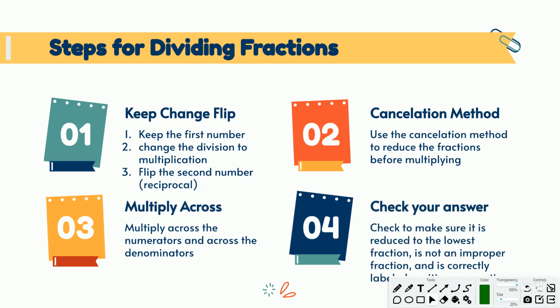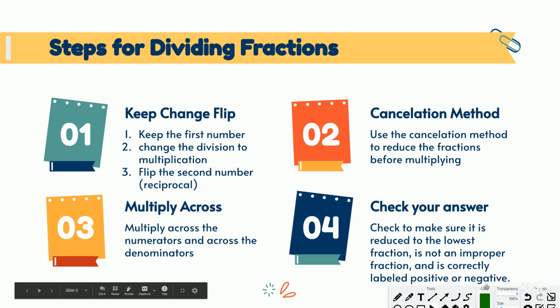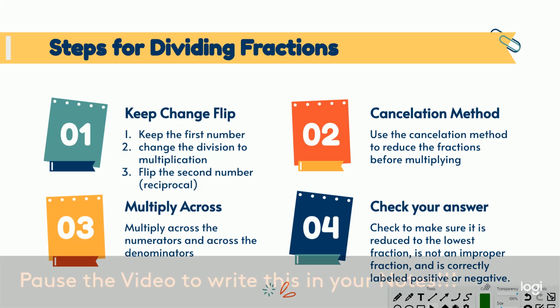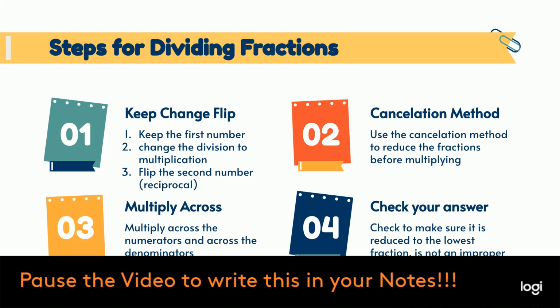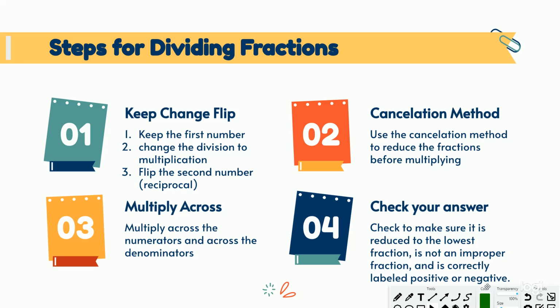And then the last step is to check your answer. We need to check to make sure that it's reduced to the lowest fraction, because all of our answers need to be in the lowest possible fraction. We need to check to make sure it's not an improper fraction, and check to make sure it's correctly labeled positive or negative. So we're using those multiplication rules to see if it's positive or it's negative. So please pause the video here and write these 4 steps down in your notes. We're going to be using them a lot today. And then we'll move on to some examples.